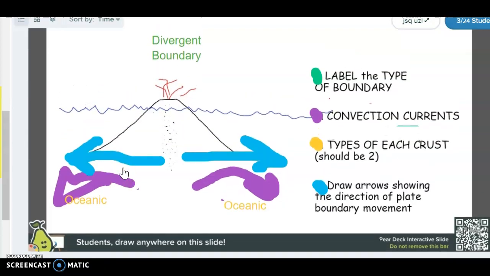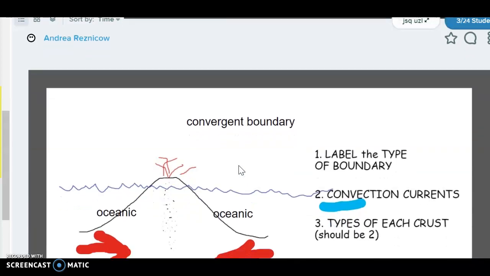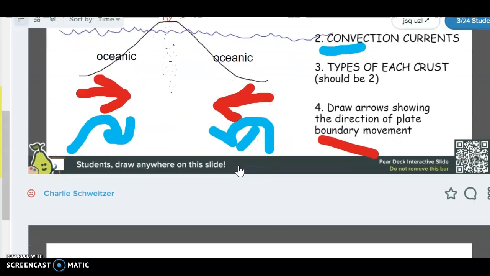So this one here is completed. We have 2 oceanic plates. We have arrows for the plate motion going away from each other, and the convection currents also moving in that same direction away from each other.